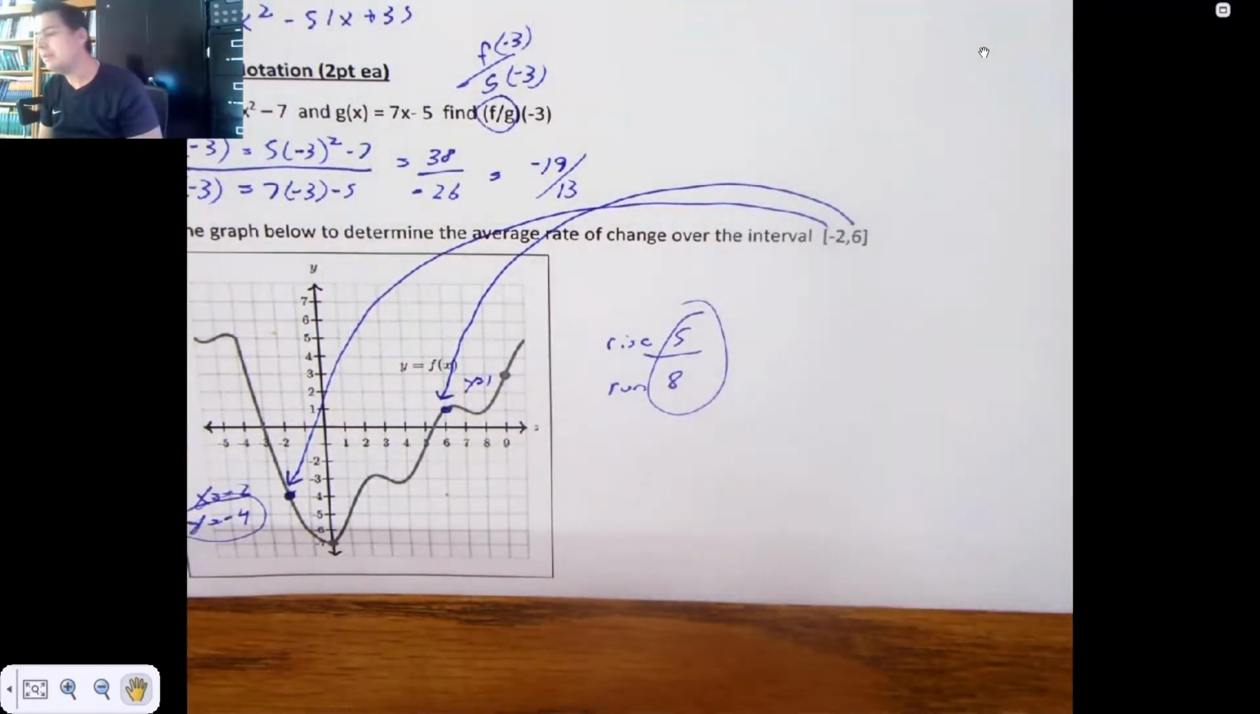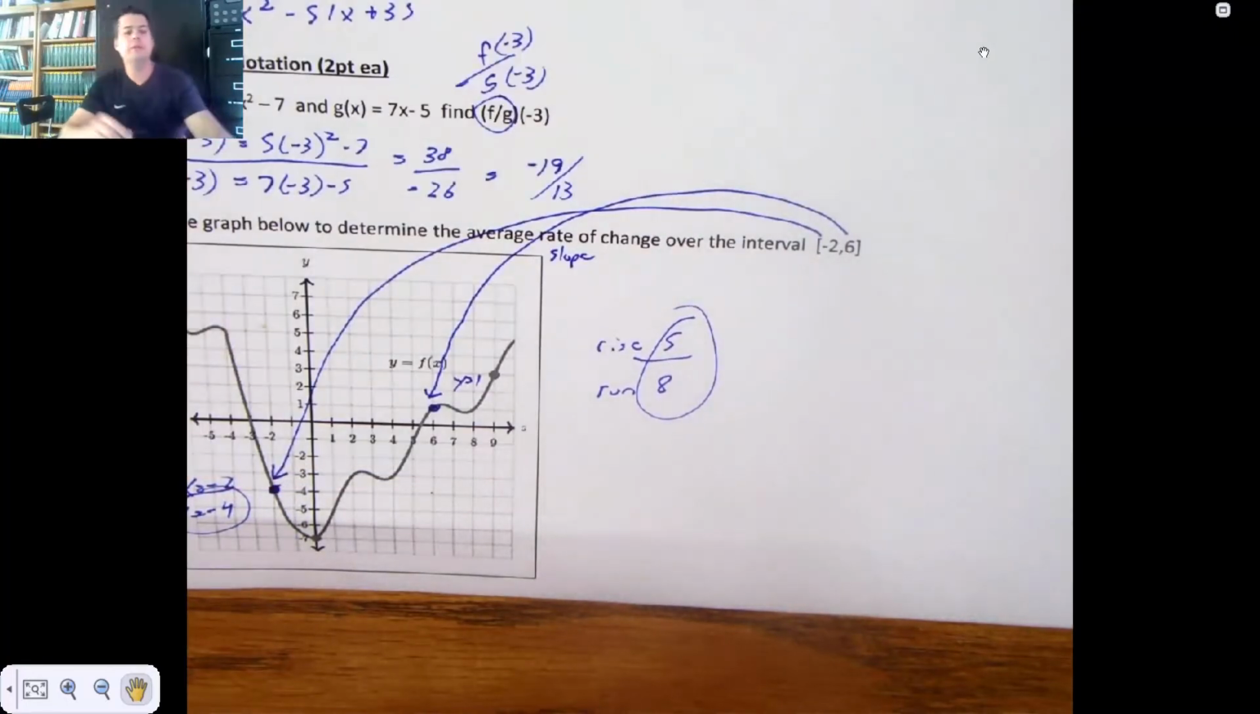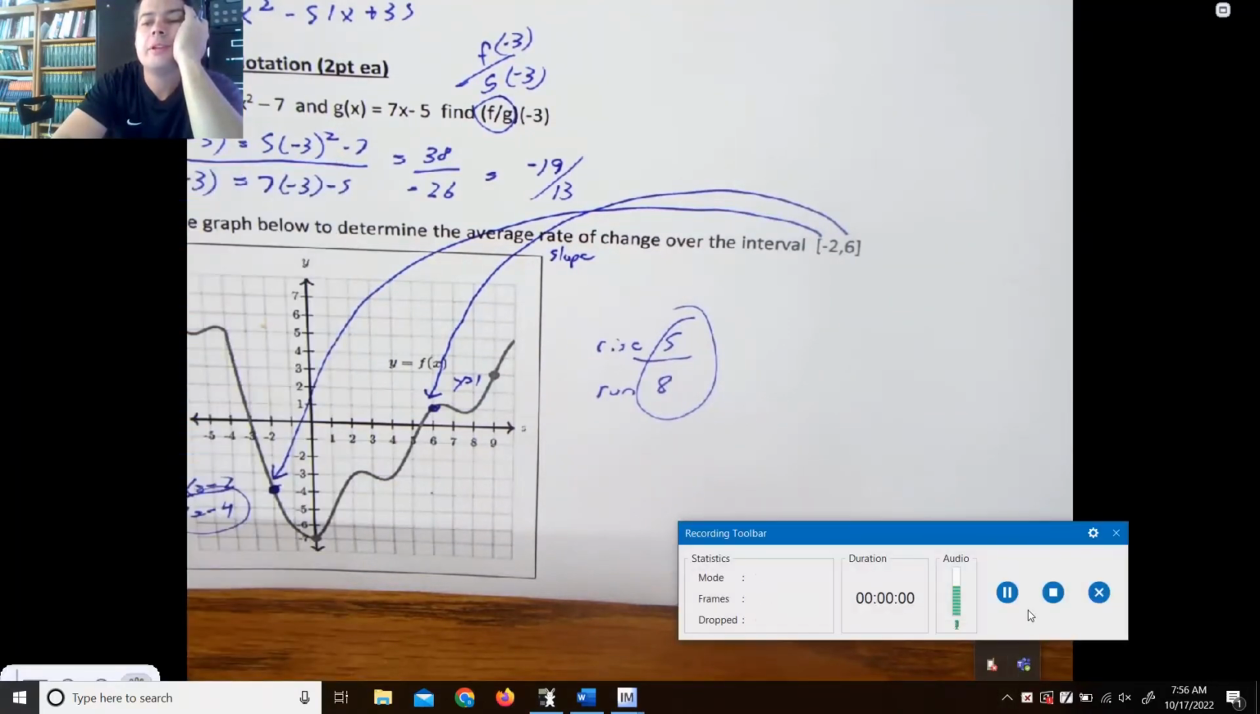Average rate of change is fancy for slope. Remember that. Pause this video. That way I've got at least some of it. Things have a tendency to crash on me. So let me stop this and I'll start a new one in just a minute.